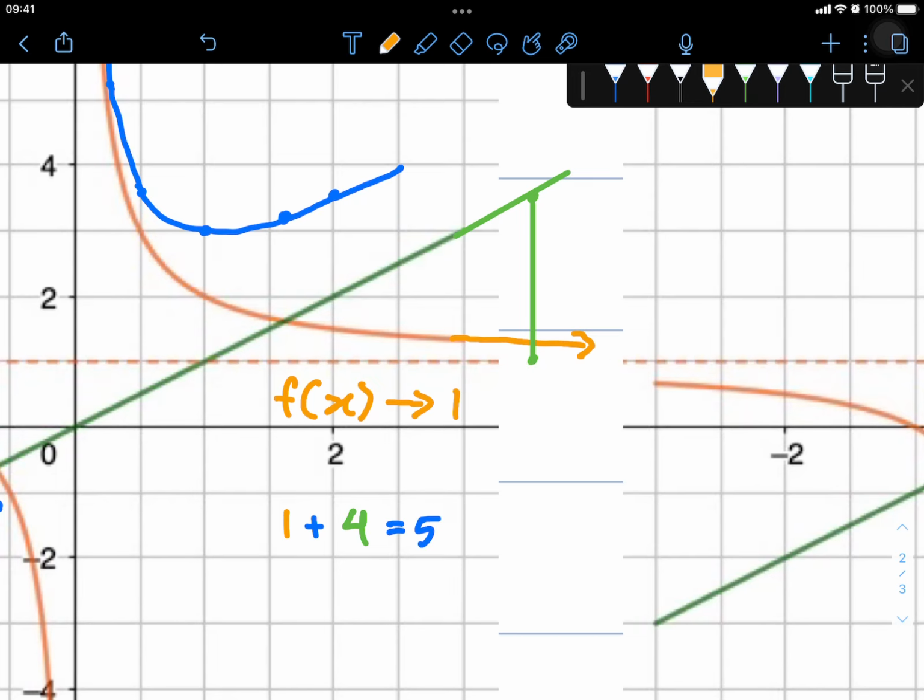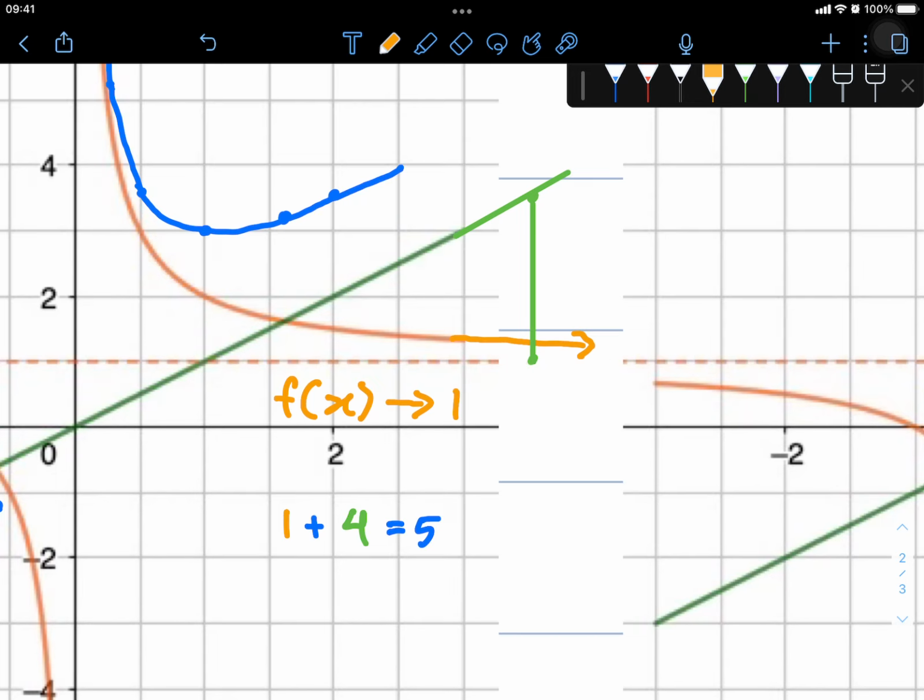Let's do that same reasoning on this left hand side here. Let's pick another point, let's say this point here. That point looks to be about negative 0.25. At that same point, g is, let's say, negative 3. So negative 3, negative 0.25. Adding them is negative 3.25. So it's a little bit more like so.